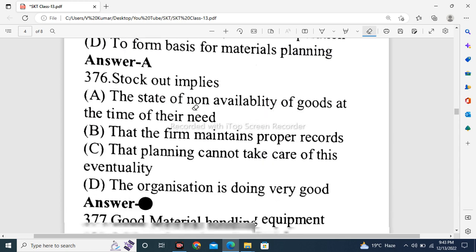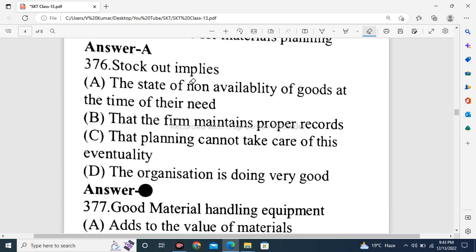Next, a stock out implies: let's see the direct answer. A. The state of non-availability of goods at the time of their need. A stock out implies the state of non-availability of goods at the time of their need.